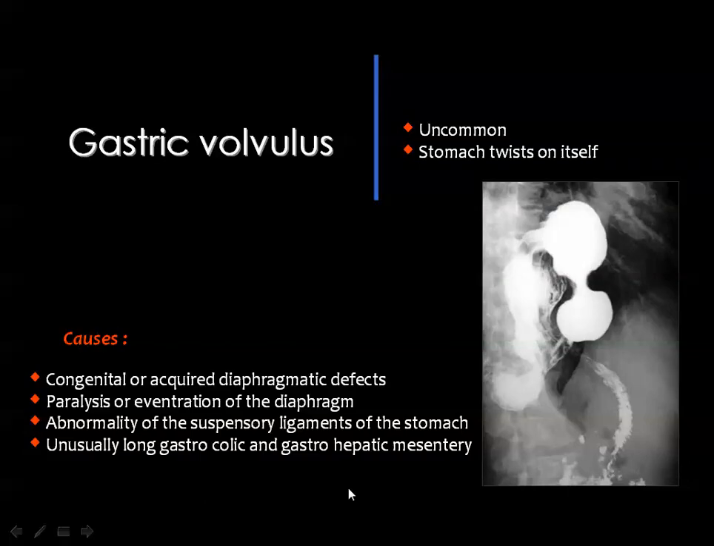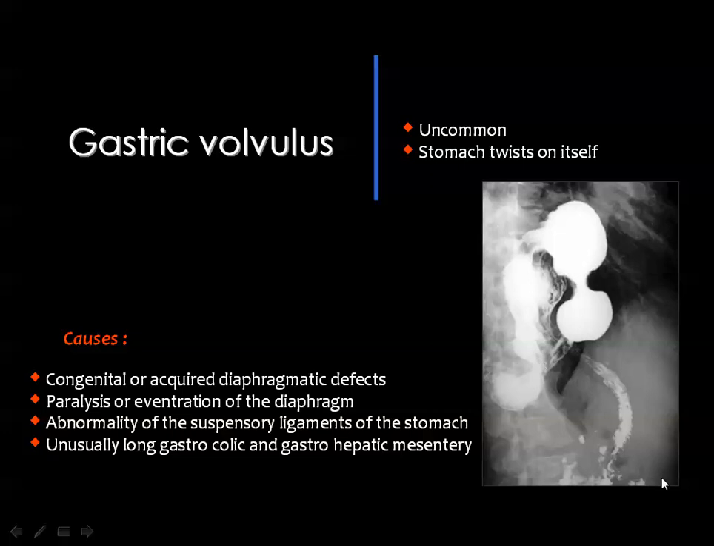Then if you look at the barium study, you can see that the greater curvature is above. This is the fundus of the stomach, and this is the body, and this is the pylorus, and this is the duodenum. And if you look carefully, this is the esophagus coming posterior to this to reach the gastroesophageal junction here.